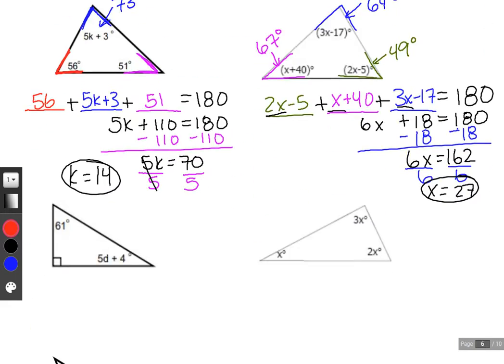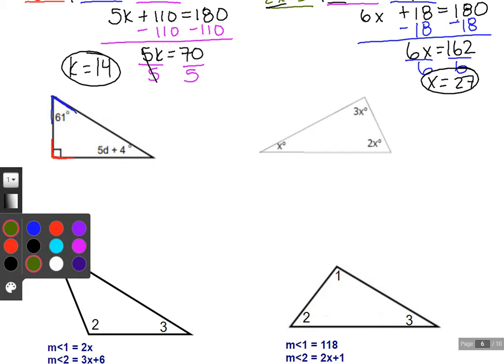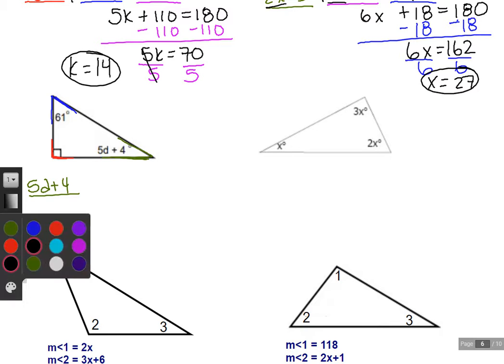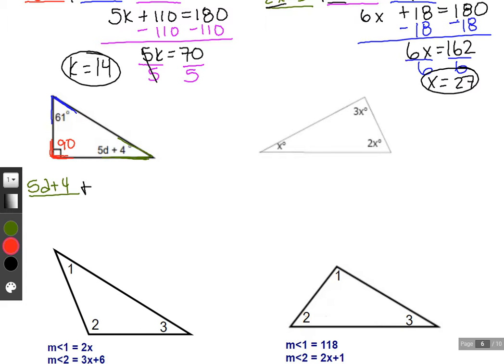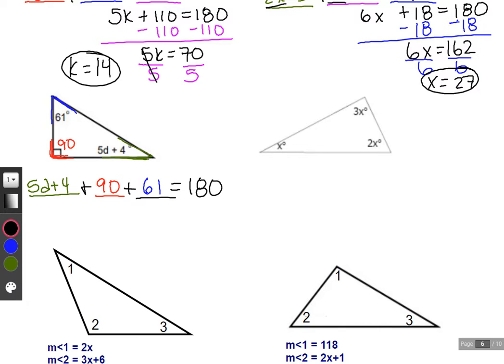Or some angle calculations. We're back to the triangle sum theorem, where we have the angles of a triangle. Let's recall the triangle sum theorem says, if I have the three interior angles of a triangle, then those angles must be supplementary, meaning if I take 5d plus 4, and I add it to this red angle, which we know to be 90 because of the markings, and we add that to 61, which is our last blue angle, that total has to be 180 degrees.